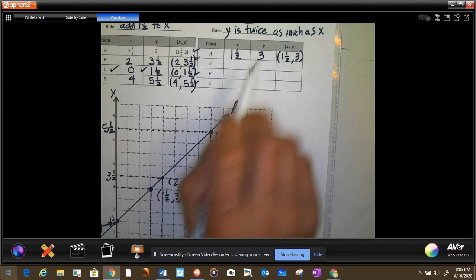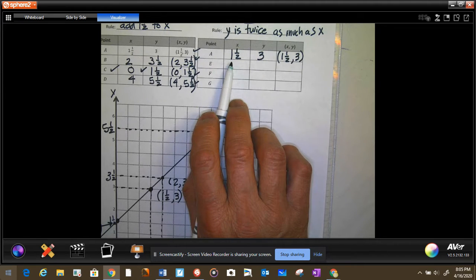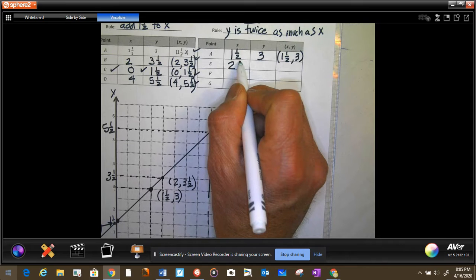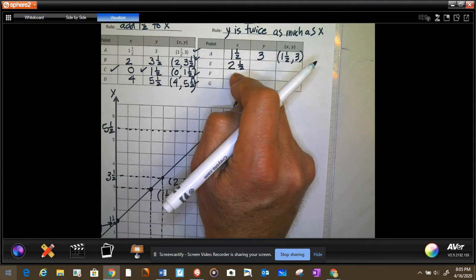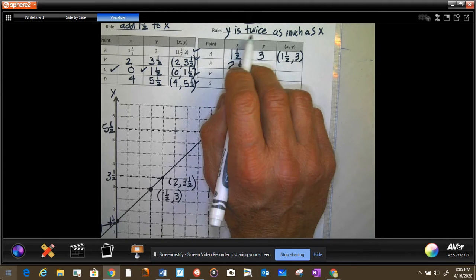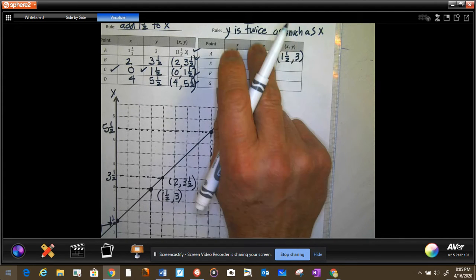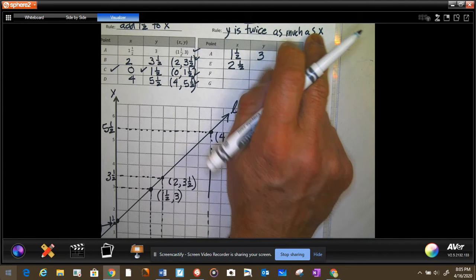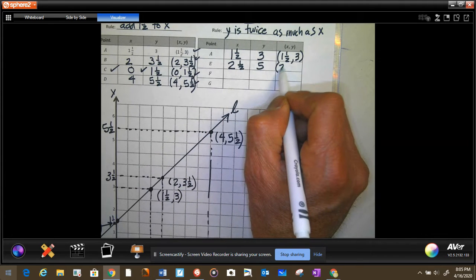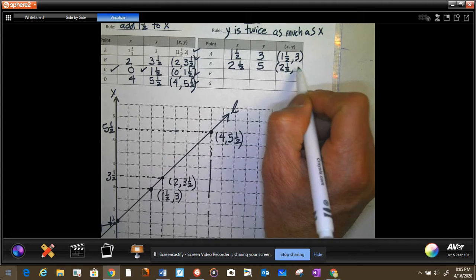That's point A. Point B is going to be, let's say, why don't we just increase by 1 on the X coordinates. So let's make it 2 and 1/2. So Y has to be twice as much as X. So now twice that number should be 5. Now here are the coordinate pairs.